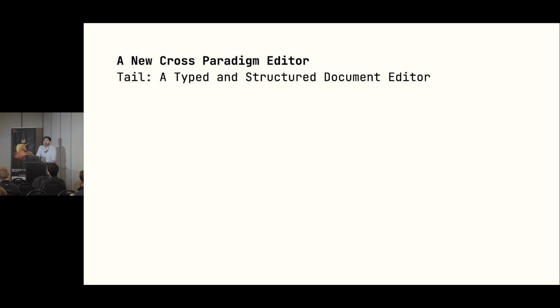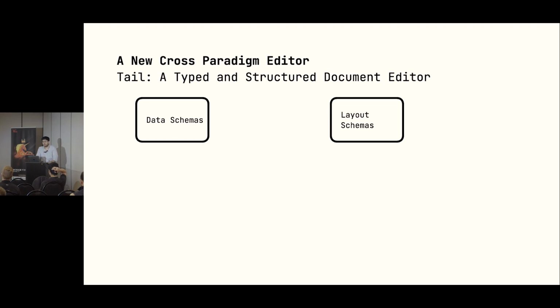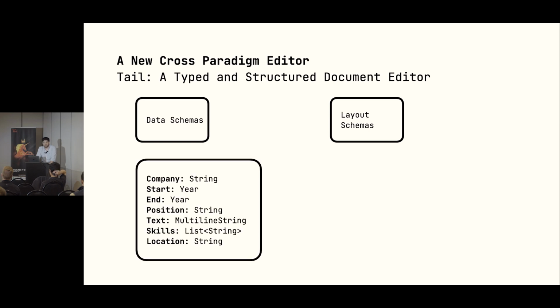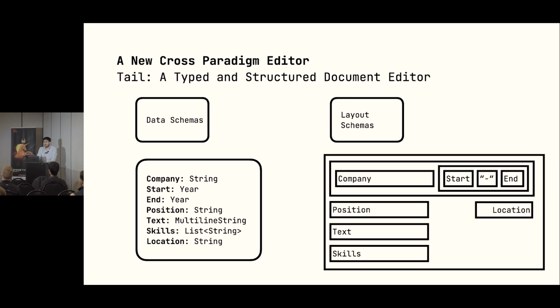So what I have worked on for the past year is a new cross-paradigm editor called Tail. It's a typed and structured document editor. And what can it do, right? So in Tail, you get 2 fundamental schemas that you play with. The first one is a data schema. It allows you to define the contents of a section inside the document, and you can give types to those contents. And it allows you to define layout schemas.